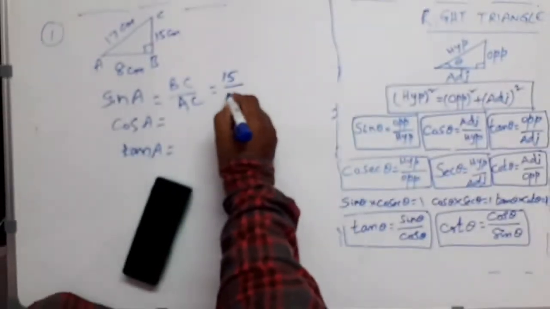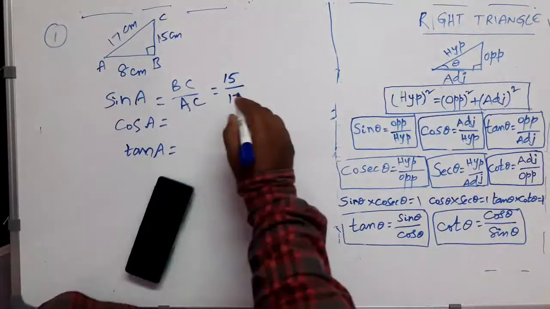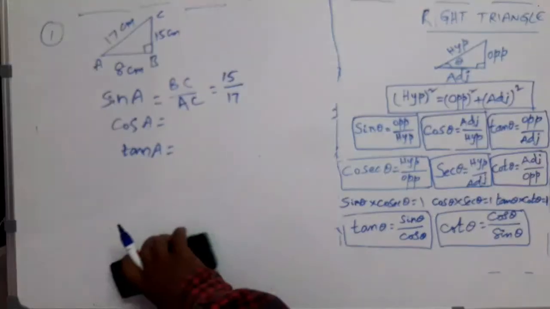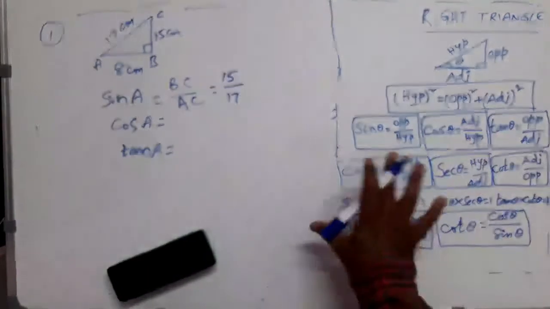So this is 15 centimeters divided by 17 centimeters, right? 15 by 17 is the answer. Yes, tell me, what is cos A? What is the formula? Cos theta is adjacent side by hypotenuse. You are supposed to remember this one.